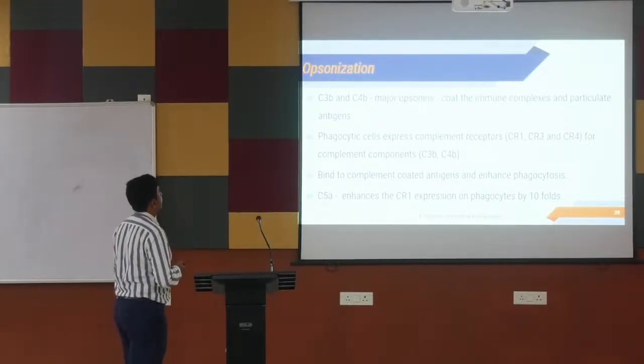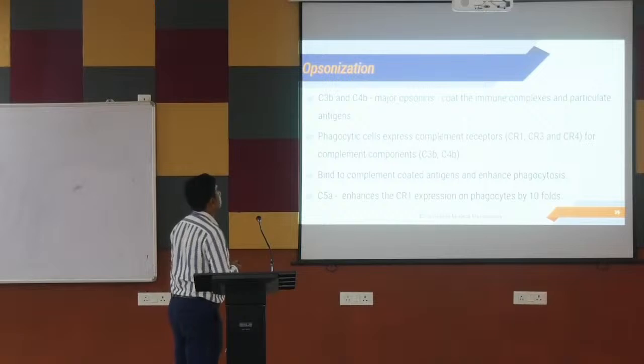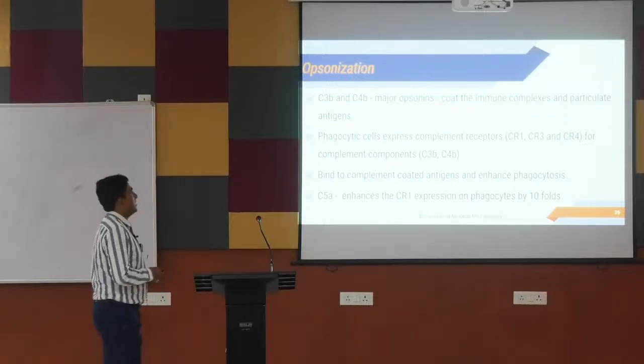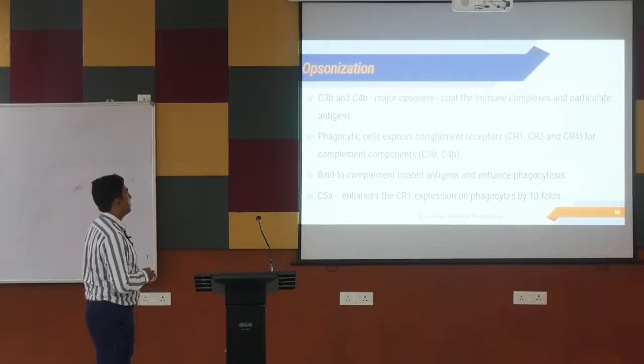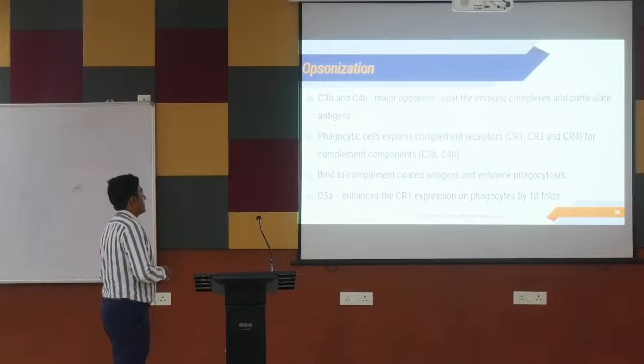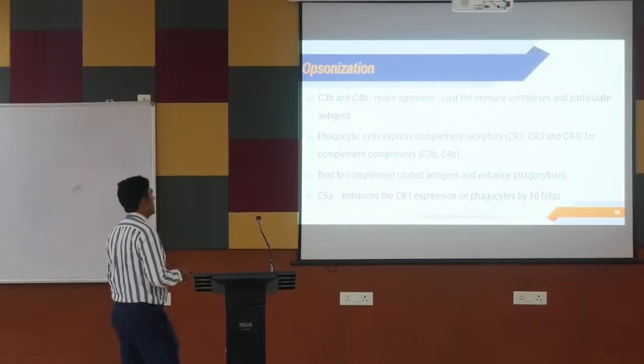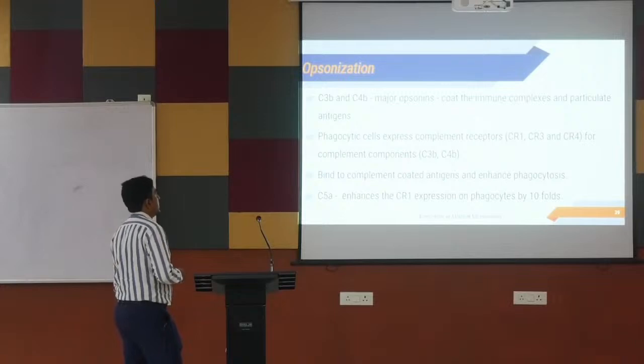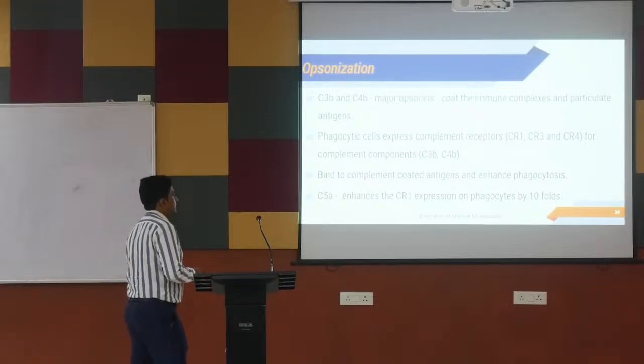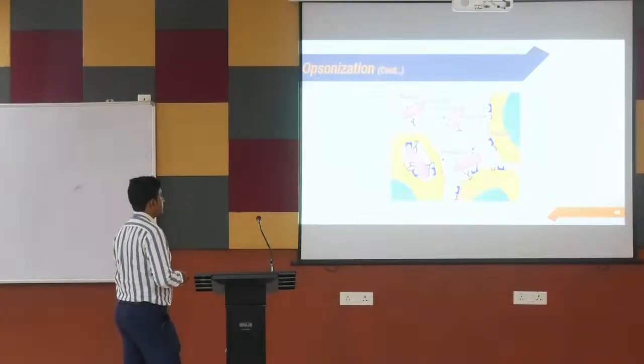অপসোনাইজেশন কি কি? C3b and C4b are the major opsonins. They coat the immune complexes and particulate antigens. Phagocytic cells express complement receptors like CR1, CR3 and CR4 for the complements. These bind to the complement coated antigens and enhance phagocytosis.